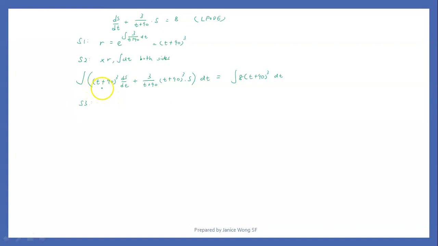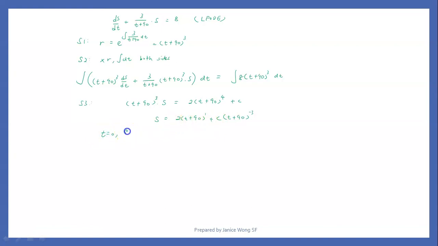In step 3, left hand side will always give us rho y. Rho is this, (t+9d)^3, dot y. Y here is actually s, equals to integrate the right hand side will give us (2t+9d)^4 plus c. So we have found the s function. S is actually (2t+9d)^1 plus c, (t+9d)^-3. We need to find the constant based on the initial condition.